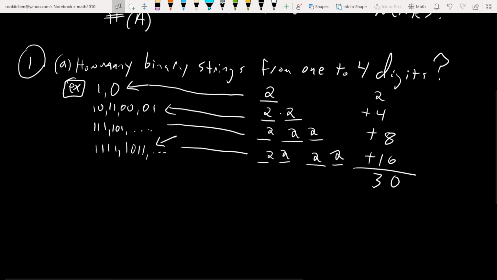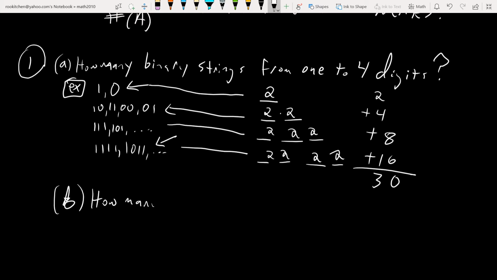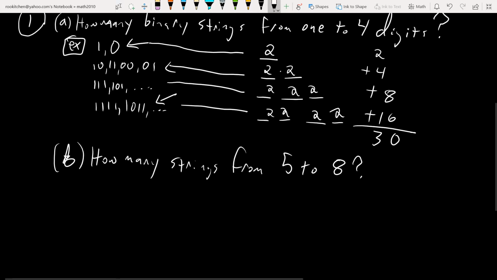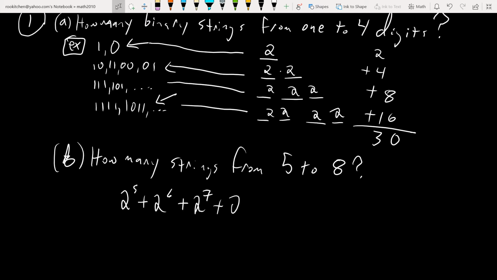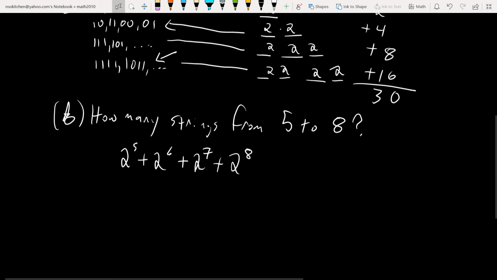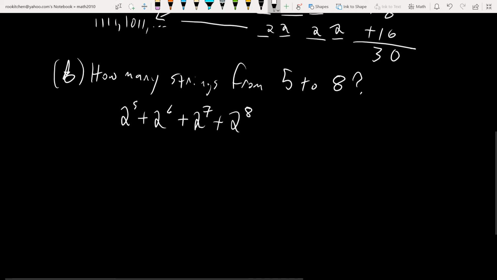Okay. Let's see, part B. How many binary strings are from 5 to 8 digits long? And now it's a little easier, right? Because we see how the pattern is going to work. So it'll be 2 to the 5th plus 2 to the 6th plus 2 to the 7th plus 2 to the 8th. It's almost like one of these geometric sums that we have formulas for. So if it gets out of hand, you can use a geometric formula to quickly evaluate the sum.